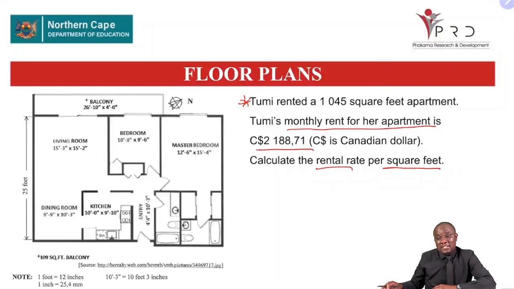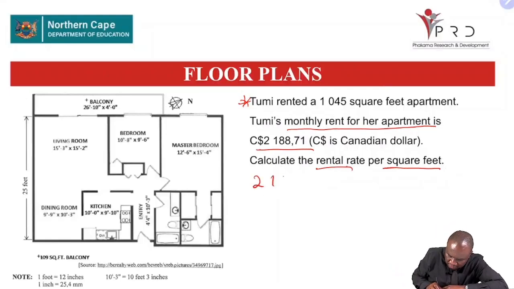If I say find the speed in kilometers per hour, it means kilometers divided by hours. If I say meters per second, it means divide meters by seconds. If I say rands per kilogram, it means divide your rands by kilograms. So you want to calculate the rental rate per square feet, so you have to say the amount divided by square feet. Just remember that. So it's going to be 2,188.71 divided by the square feet, 1,045.